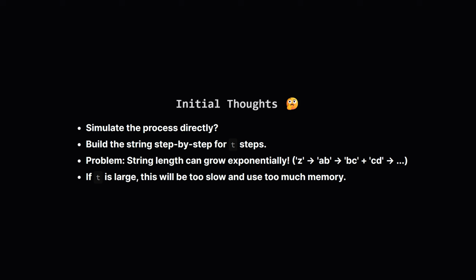Okay, what's the most obvious way to approach this? We could just do what the problem says, right? Start with the string, apply the rules to get the string after one transformation, then transform that string, and keep going t times. Finally, we just return the length of the final string.